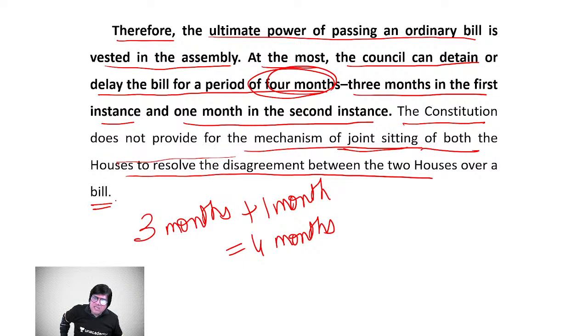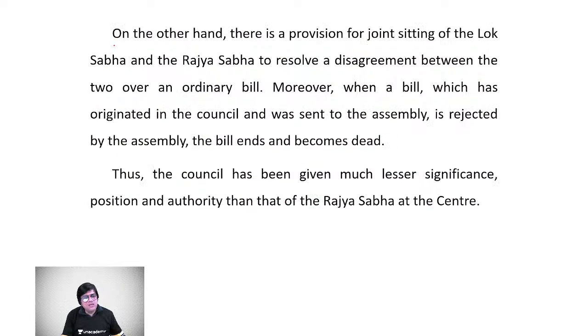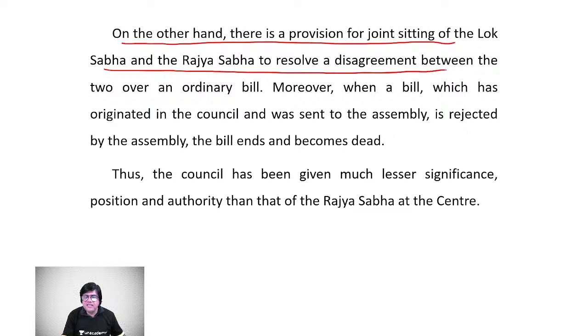All the council can do is maximum it can delay a bill by 4 months. And within 4 months after the bill has been passed, within that period of 4 months for the second time by the legislative assembly, then that is deemed to have been passed by both houses of the state legislature. And on the other hand, there is a provision for joint sitting in the Lok Sabha and the Rajya Sabha to resolve a disagreement between the two over an ordinary bill.